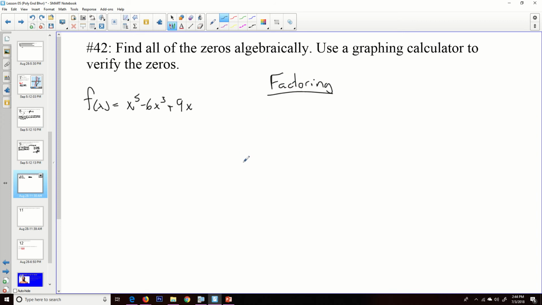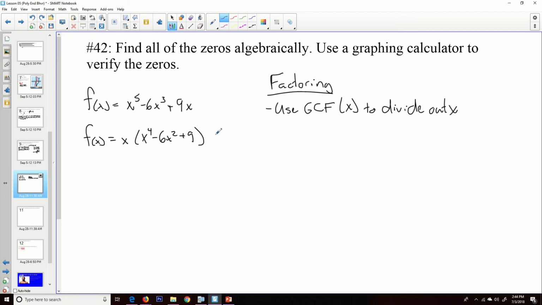We're going to do it through factoring. There are other methods, but this one seems to work well. First, I'm going to use greatest common factor. In this case, it's just x, and divide out x. And that'll give me f of x equals x times x to the fourth minus 6x squared plus 9. This is quadratic form.